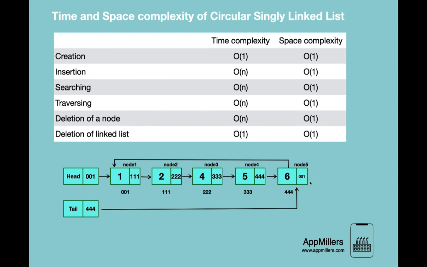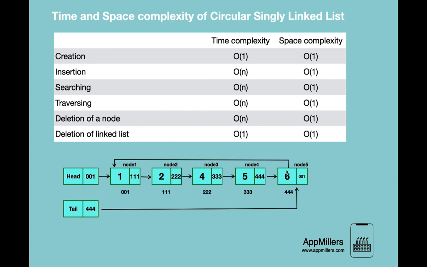The next operation is traversing. Traversing through any given collection means that we are visiting each and every element of this collection until we reach the end. So when we traverse through circular single linked list, we are visiting each element of the list until we reach the last node. This takes O(n) time complexity. The space complexity here is also O(1) because no additional memory is required and we are not creating anything in memory.